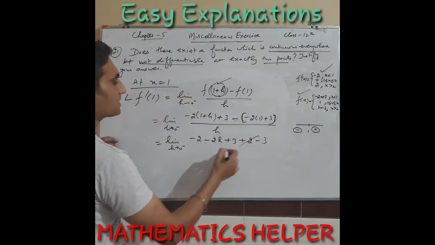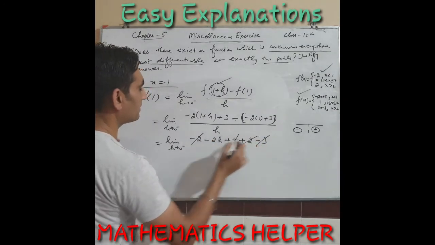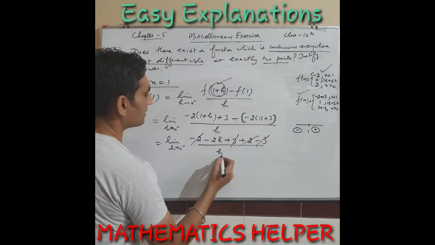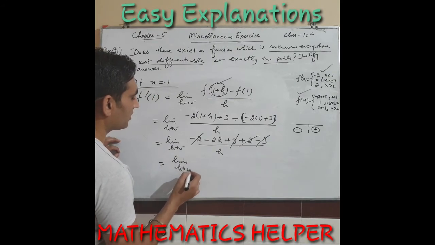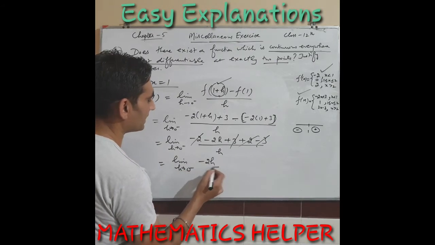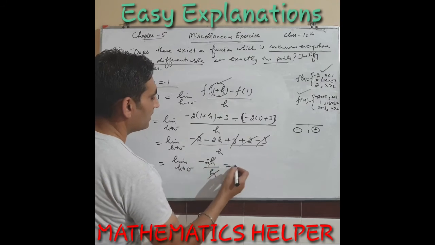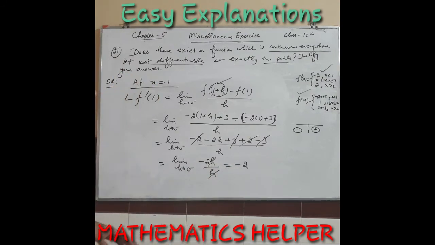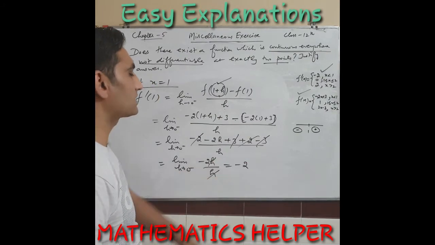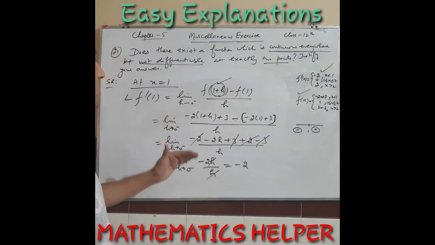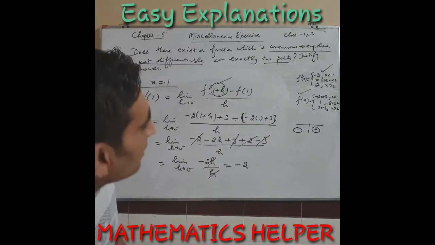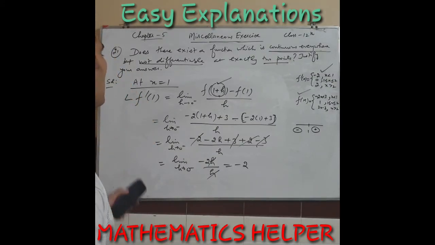So minus 2 plus 2 cancelled, 3 cancelled with 3, upon h is there. So you have limit h approaches 0 from the left, minus 2h over h, h cancelled, and we are left with minus 2 and there is no effect of limit, so our answer is minus 2. See now what is the right hand derivative of this. So I will write the calculation next for the right hand derivative of this.